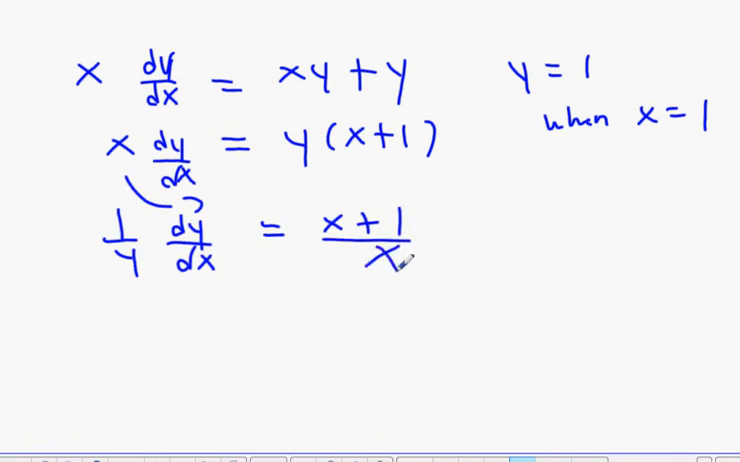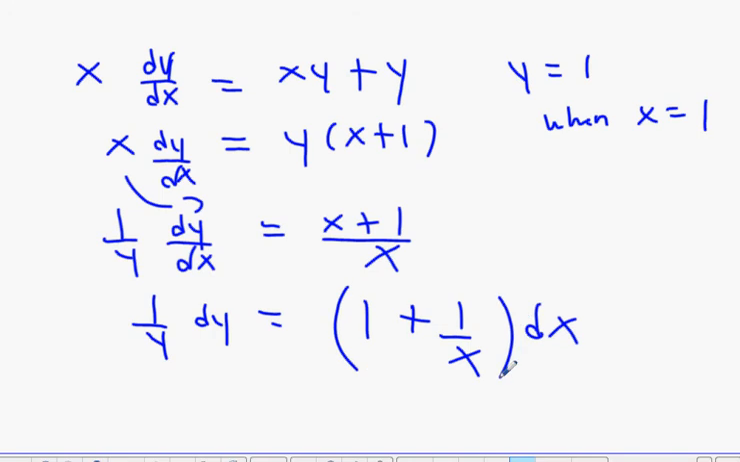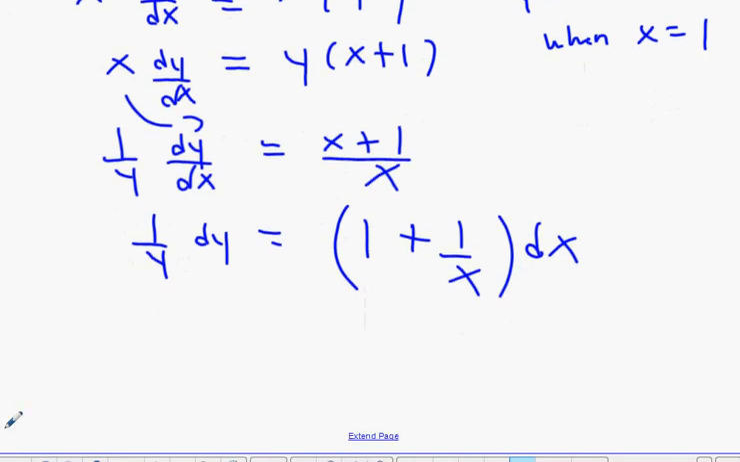Most people were here, okay? Now next part is 1 over y dy. What's x divided by x? 1 plus 1 over x. We would have done one exactly like this before, and that's roughly your setup. Next part after that, you've got to integrate both sides.